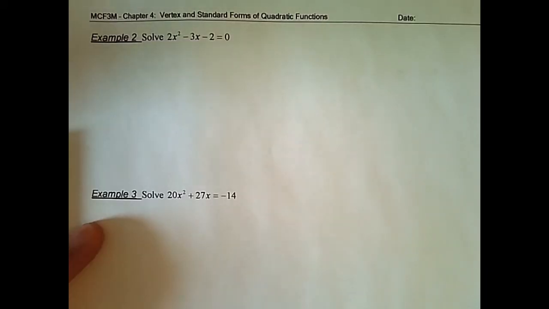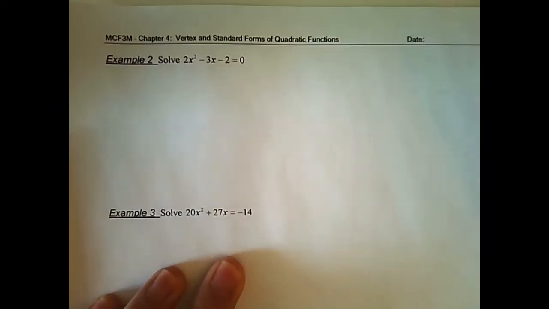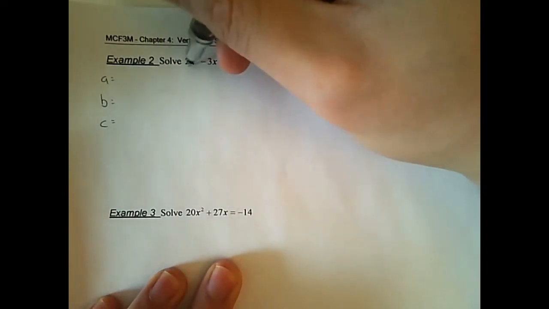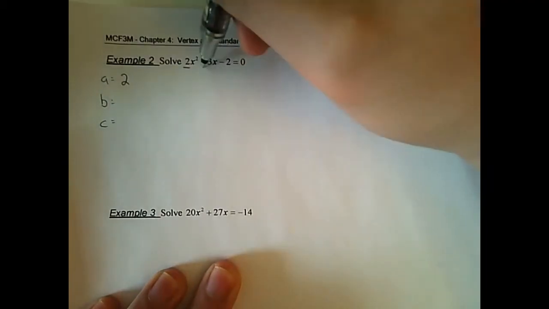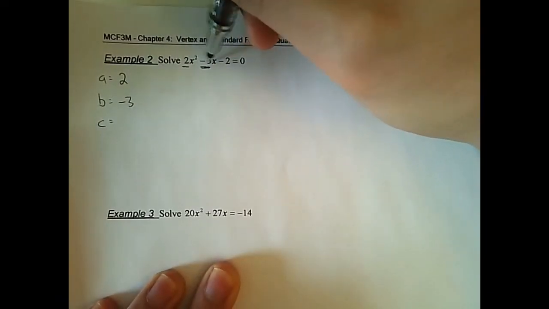So naturally, you've done this enough times. We're just going to practice this again and again and again. So first thing I'm going to do is write out what my A, B, and C are. What do I know? A, B, and C. A is always beside the x squared, 2. B is always beside the x, negative 3, because the sign is always in front of the number. And C is negative 2.